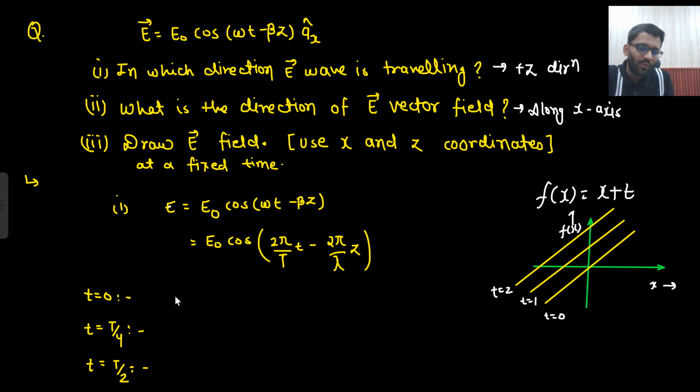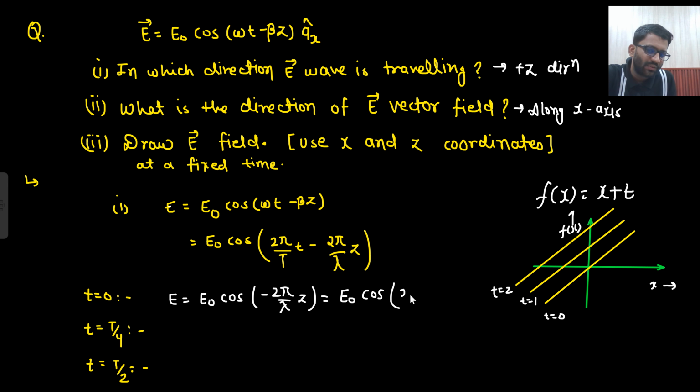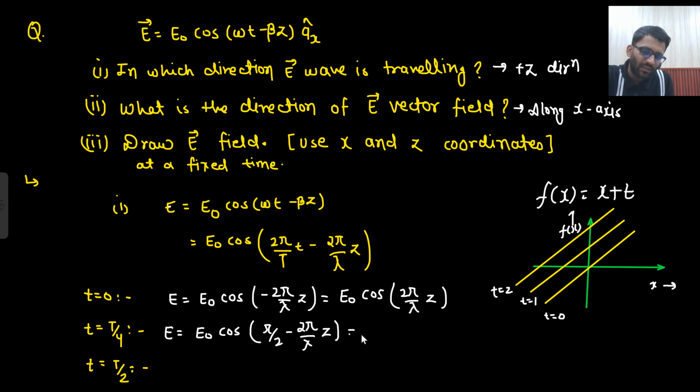So at t equals 0, what will be my expression of E? That will be E naught cos(−2π/λ · z). So that will be E naught cos(2π/λ · z), because cos(−θ) is equal to cos θ only. At t equals T/4, what will you get? If you put T/4 here, E naught cos(π/2 − 2π/λ · z). So cos(π/2 − θ), what is that? Sin θ. So E naught sin(2π/λ · z).